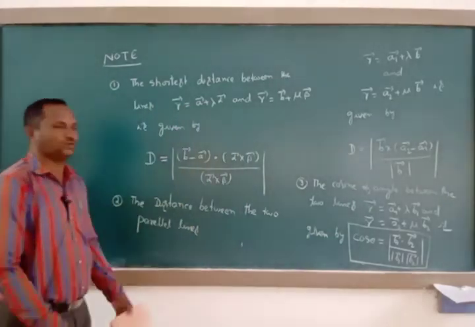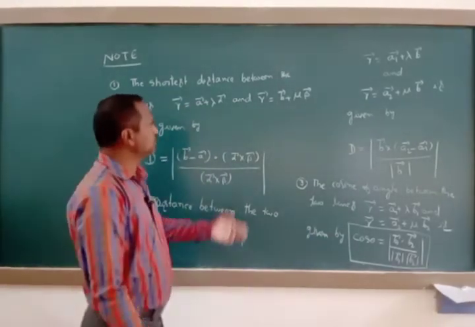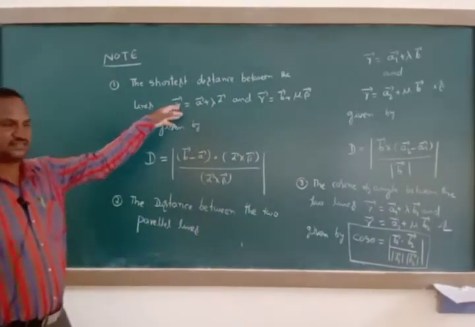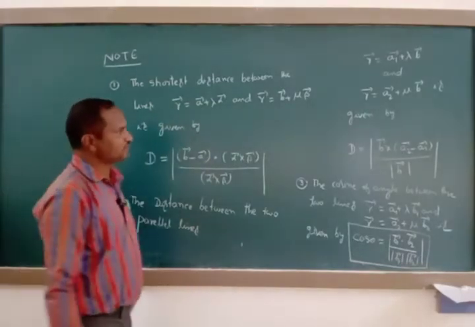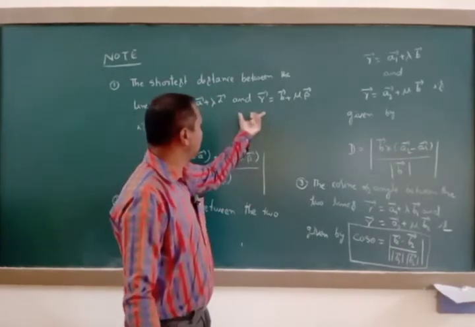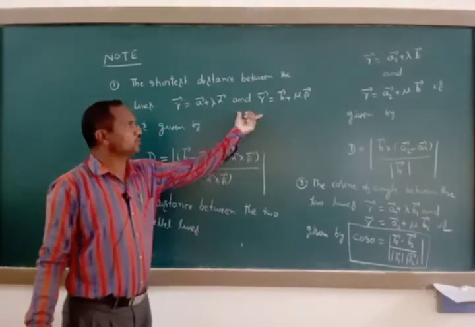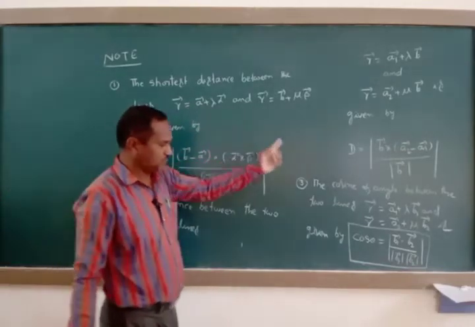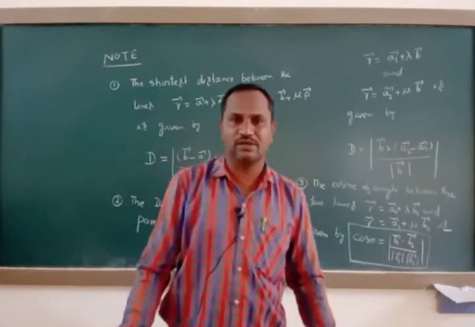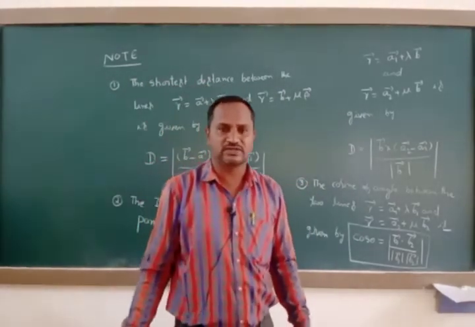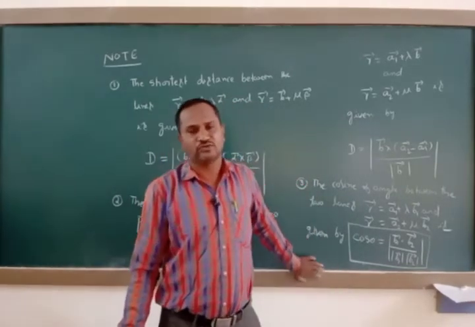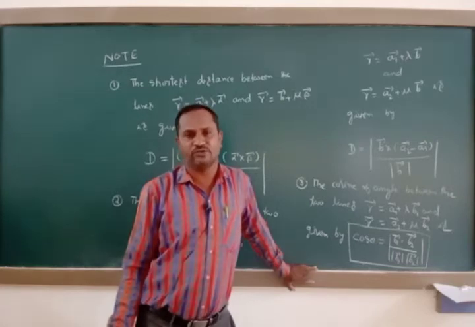Cosine of angle between the two lines. These two lines are in these two forms, because the first formula is the shortest distance between skew lines, and the second formula is the distance between only two parallel lines. Whenever we need the angle between two lines, we apply this formula: cos theta is equal to modulus of B1 vector dot B2 vector, whole divided by magnitude of B1 vector into magnitude of B2 vector.